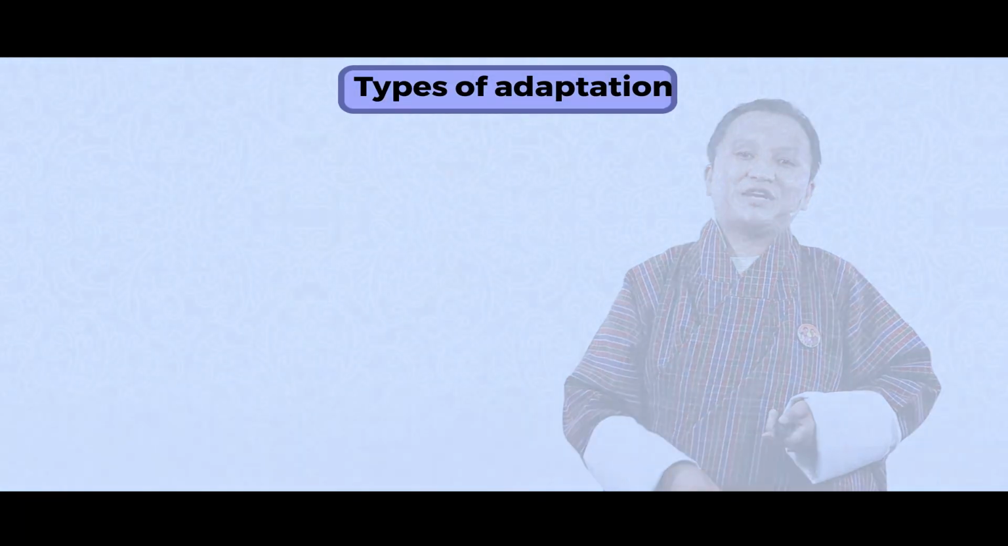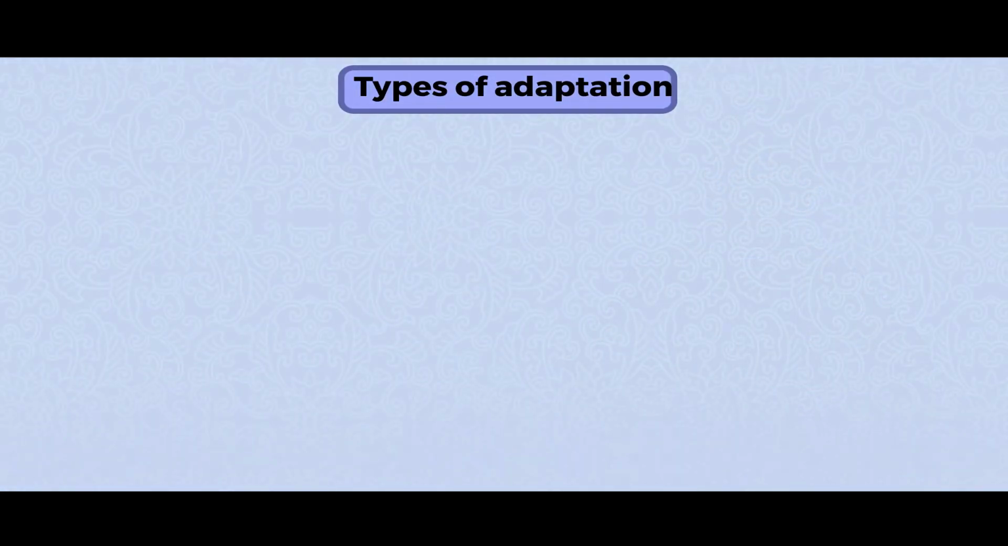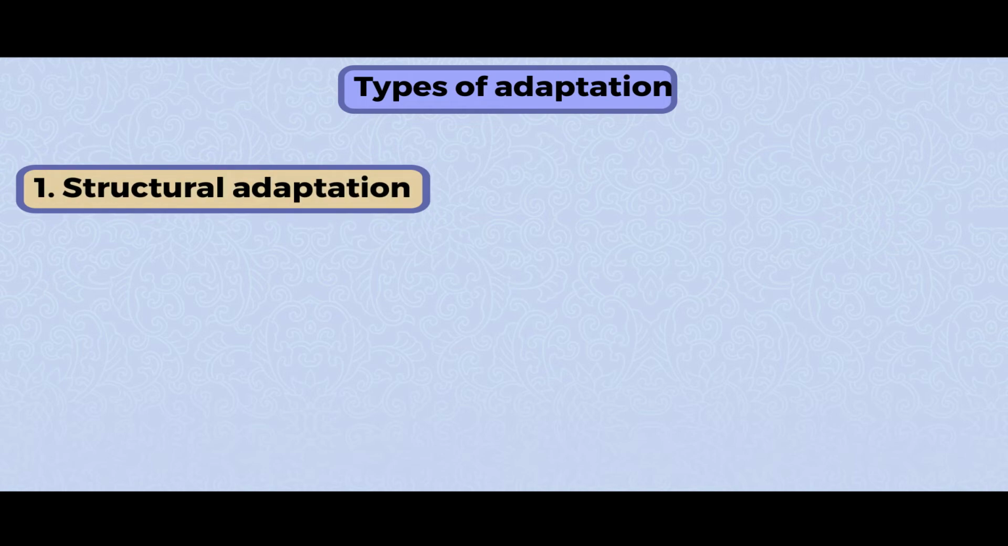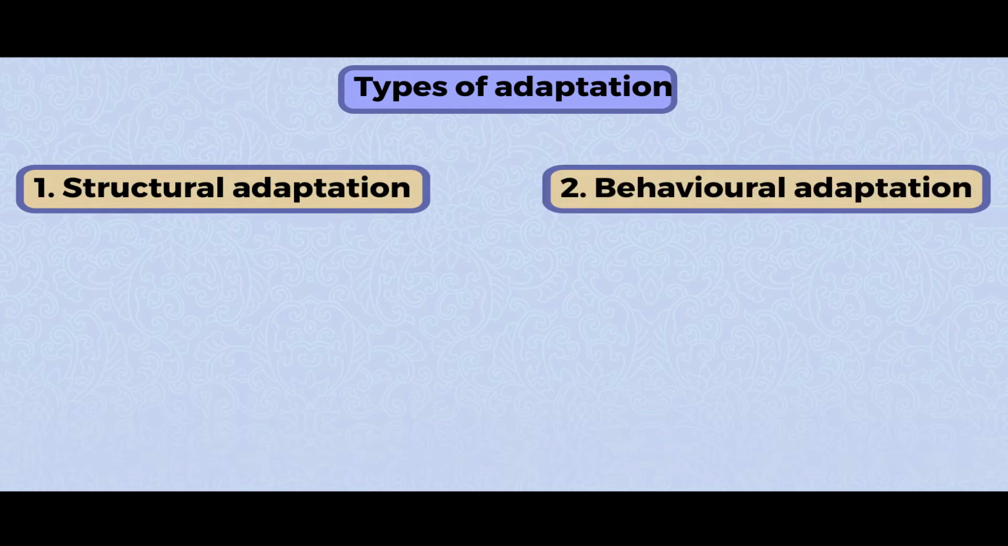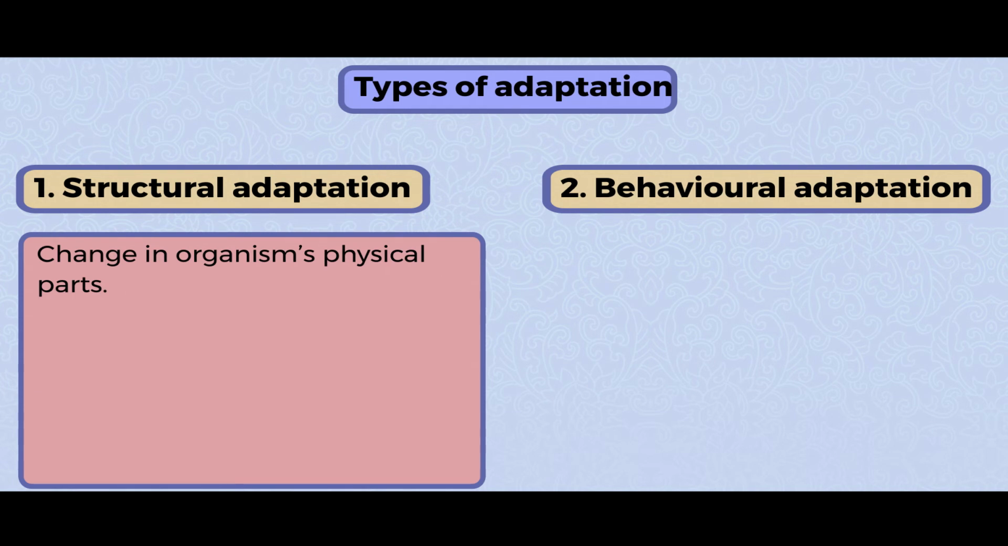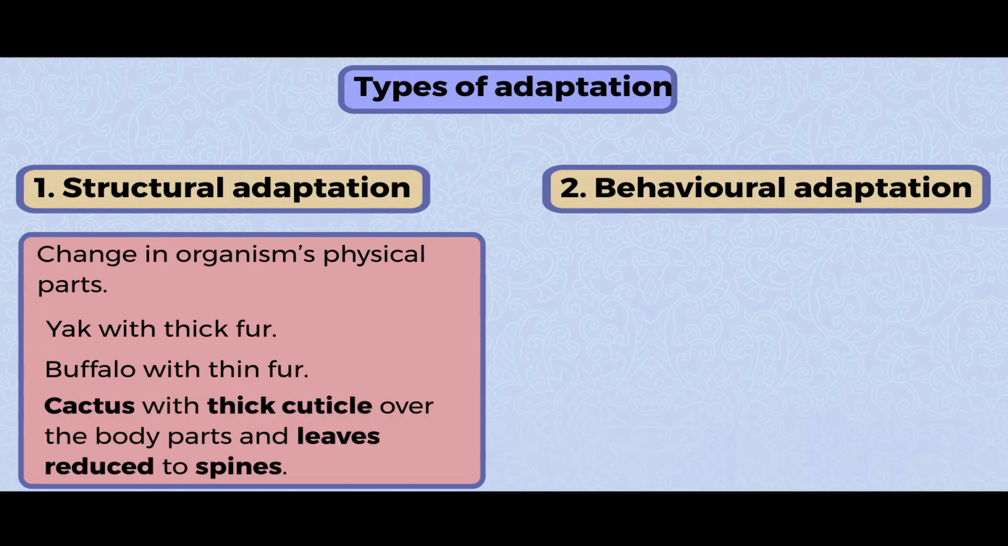Accordingly, adaptation can be of two types. One we call structural adaptation, and the other we call behavioral adaptation. Structural adaptations refer to changes in physical parts, as in the case of the yak with thick fur, the buffalo with no fur, and the cactus with a thick cuticle all over the body and leaves reduced to spines. So that becomes a structural adaptation.